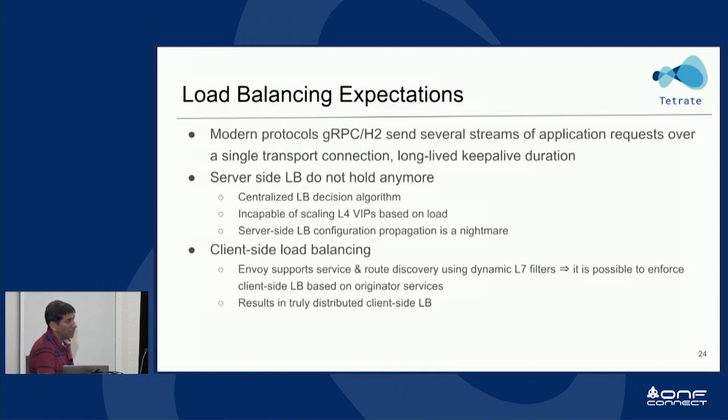And that is actually becoming popular, and Envoy supports that as a first-class service. By that, what I mean is the client that's originating the request is able to decide which particular destination it can route to. By doing that, it becomes true distributed load balancing on the client side.